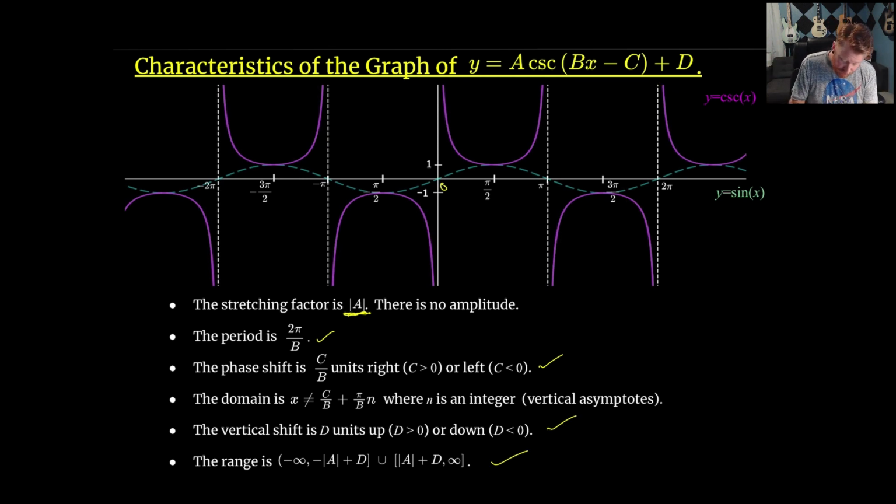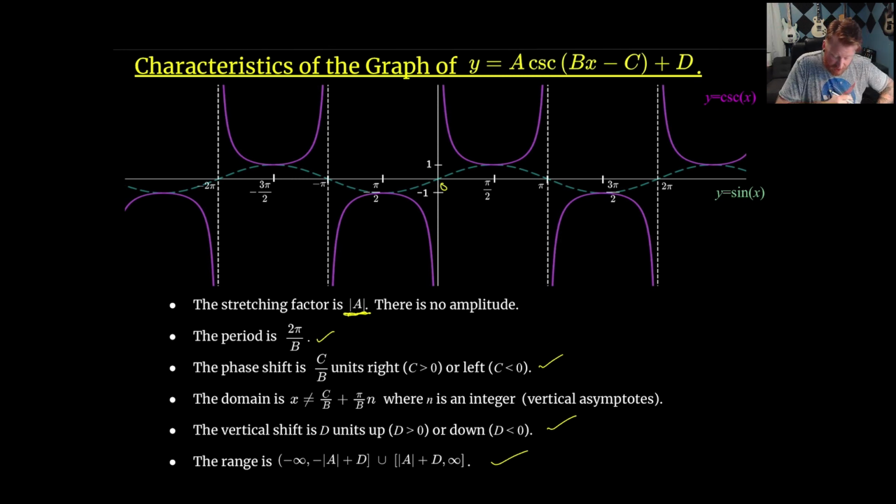And then the range here, so this is something related to the stretching factor, so it's going to move things up and down, so that's why we see the negative absolute value of a and the positive absolute value of a, and then we're adding d to that since that is going to be our shift up and down, and then they're either going down to negative infinity or they're blowing up to positive infinity.